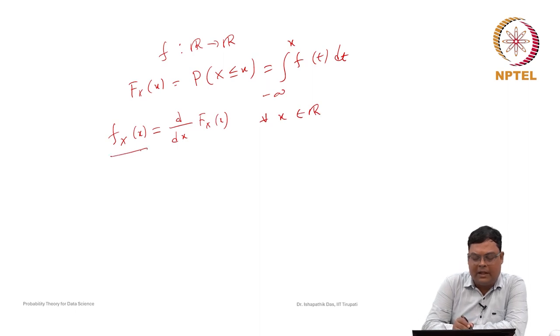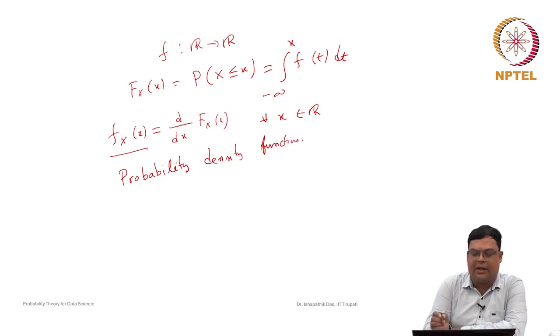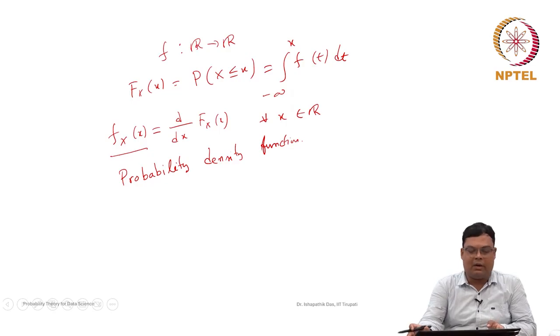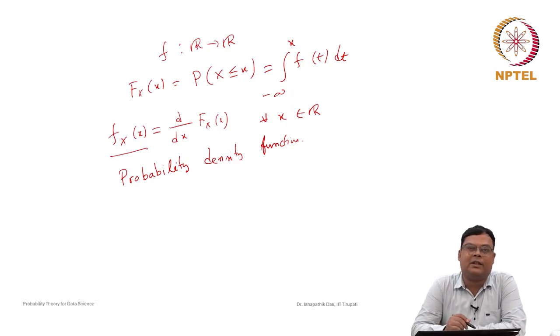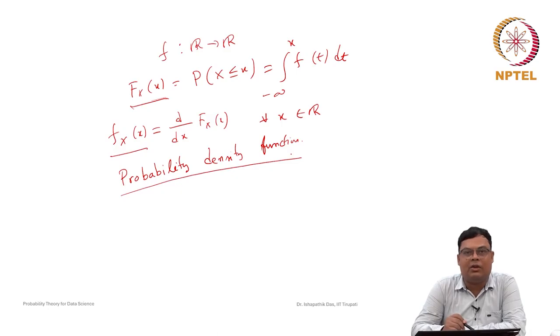Then this function has a special name: it is called the probability density function. You may understand that this probability density function is analogous to the probability mass function in the discrete case. In the discrete case, this derivative does not exist for the distribution function, so we define the probability mass function. But in the continuous case, a derivative exists for all x, so we define the probability density function. The probability density function is in the context of a continuous random variable, and the probability mass function is in the context of a discrete random variable. Now, what are the properties of the probability density function?